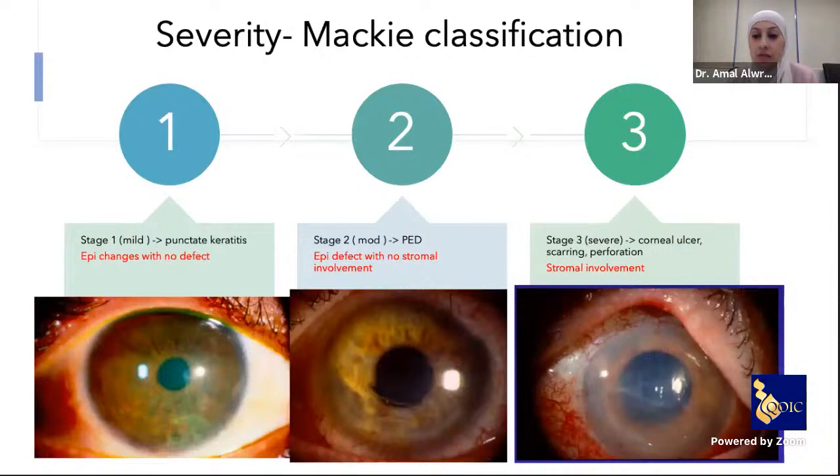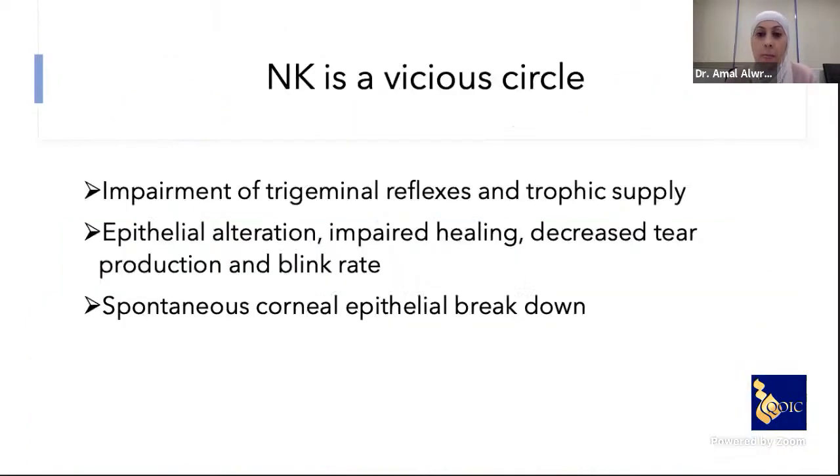So the severity of the neurotrophic keratopathy can be classified according to the Mackie classification. The mild case is when we have no epithelial defect, but we have a mild punctate keratitis. The moderate is when we have an epithelial defect, but there is no stromal involvement. And then we have the severe stage where we have a corneal ulcer, and if it's not treated well, it will end with scarring or with perforation.